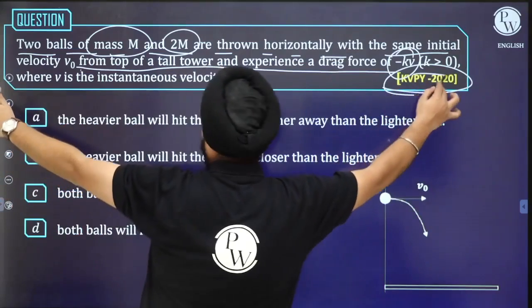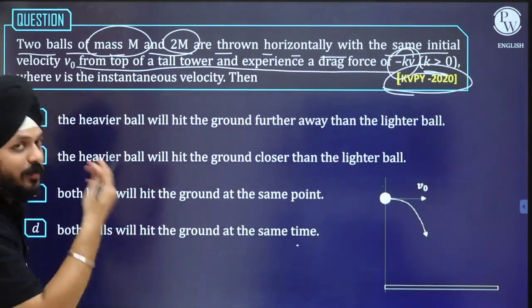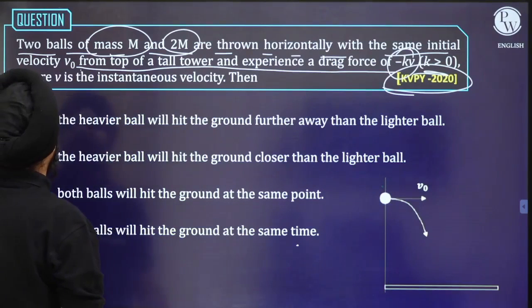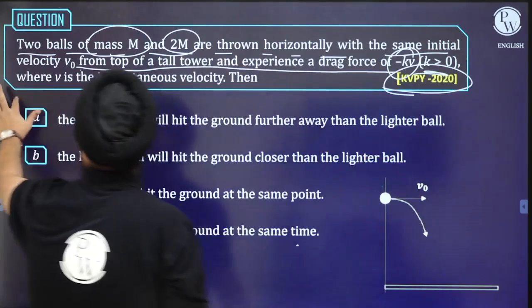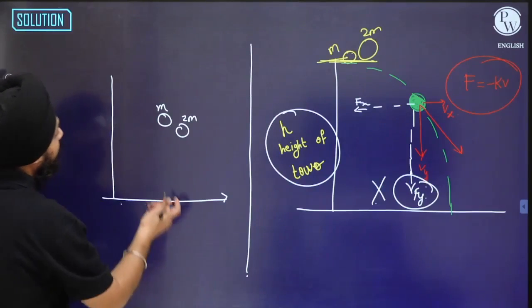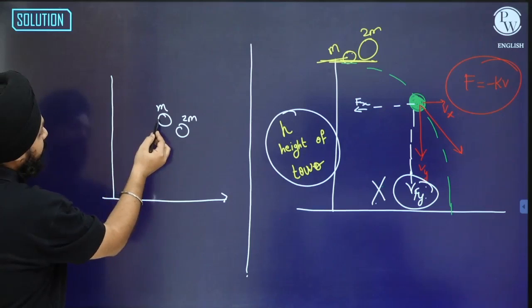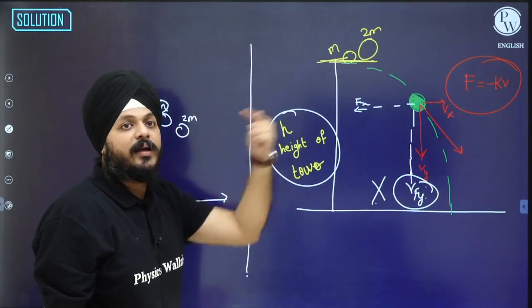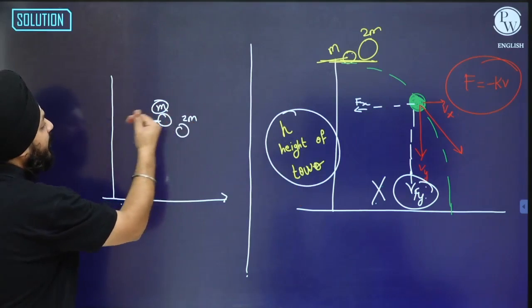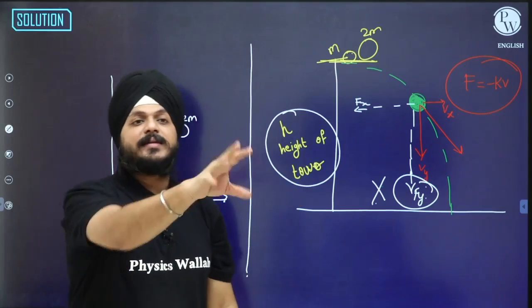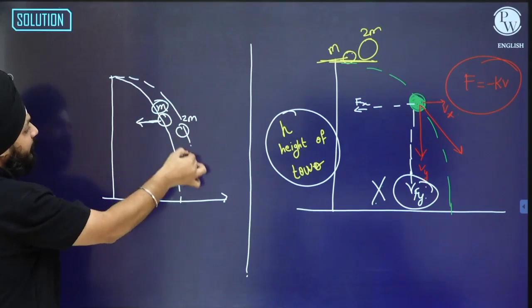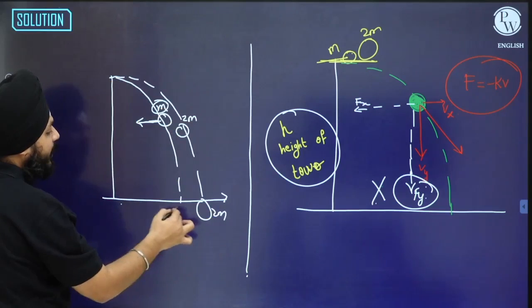It is also given that the value of k is greater than 0. Sorry, we missed it. So here, the drag force will drift the particle of smaller mass m more as compared to the heavier particle. The drag force will drift the lighter mass more than the heavier mass. So this will be the path of the lighter mass and this will be the path of the heavier mass. Here 2m will strike and here m will strike.